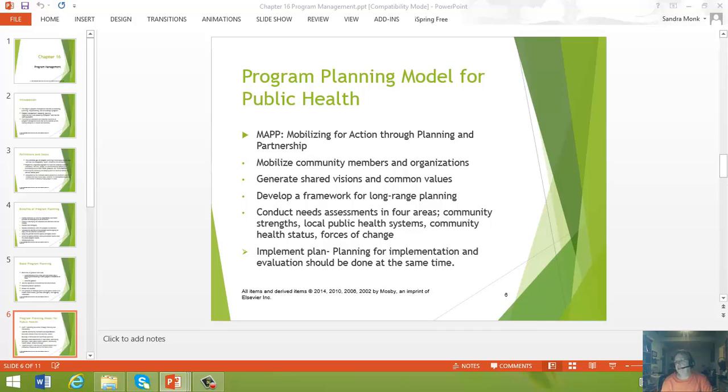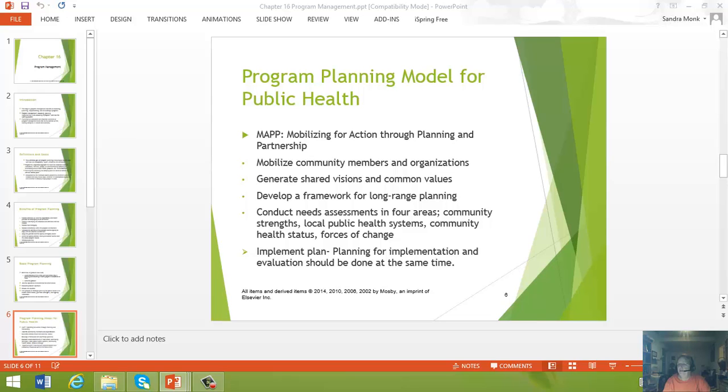And MAP is mobilizing for action through planning and partnership. And we mobilize the community members and organizations, and it generates shared visions and common values, and it helps to provide a framework. And there are other frameworks that are mentioned in the book for long-range planning, and it helps to conduct the needs assessment in 4 areas. It looks at the community strengths, the local public health system, community health status, and forces of change, which are your social changes and the environment that's going on at the given time.